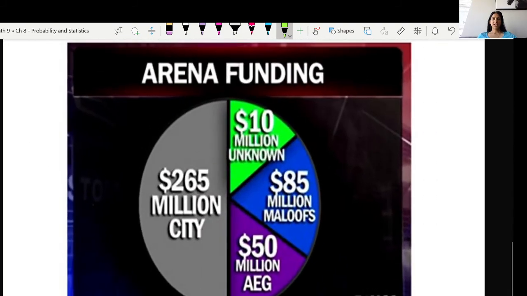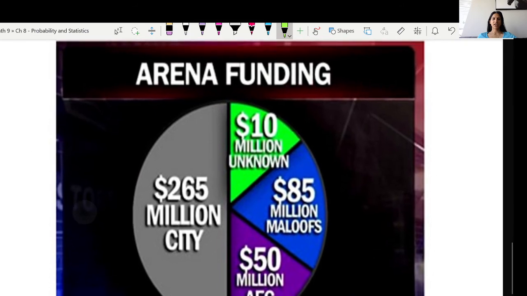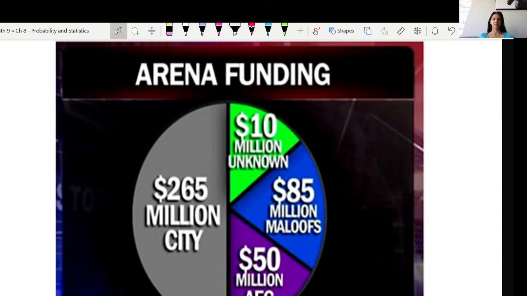Okay, so then let's take a look at this pie chart that's showing arena funding. In this pie chart, it says over at the left here, 265 million. And then this little small green one says 10 million. And this says 85 million, and this says 50 million.